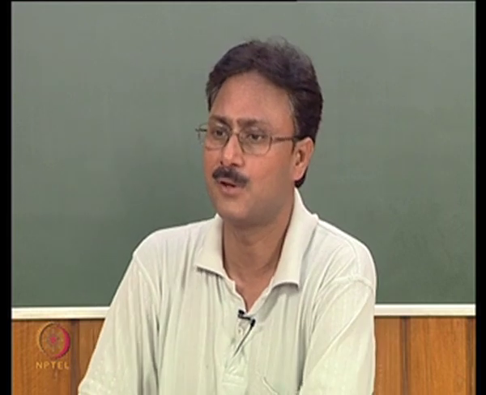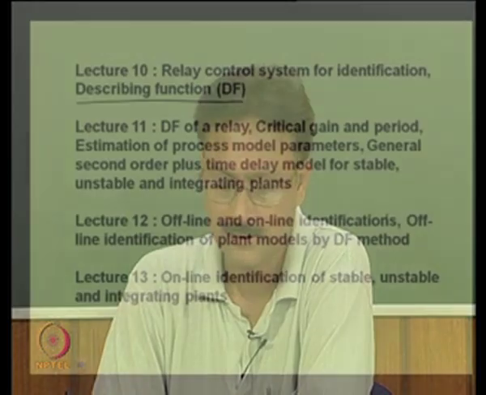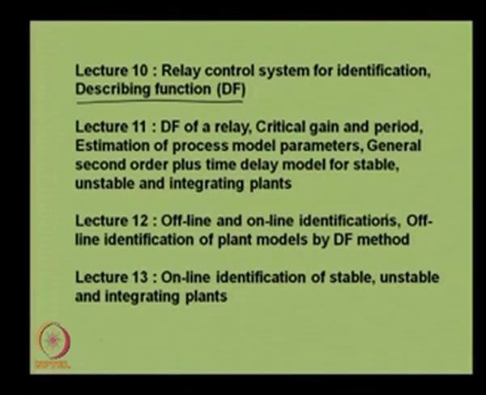Different types of describing functions for nonlinear systems will also be discussed in this lecture. Lecture 11 will be on the describing function of a relay, and we shall discuss what the critical gain and critical period of the output of a plant are when the relay is in the closed loop. And we shall also try to estimate process model parameters, assuming a certain form of the process dynamics.